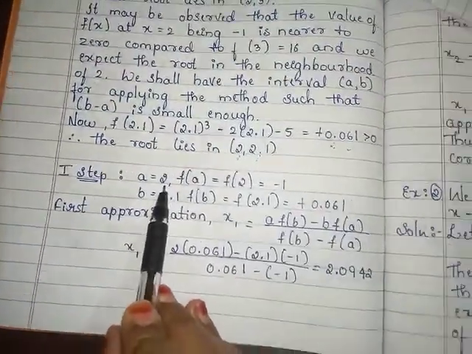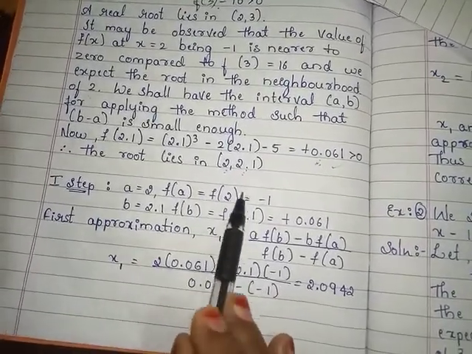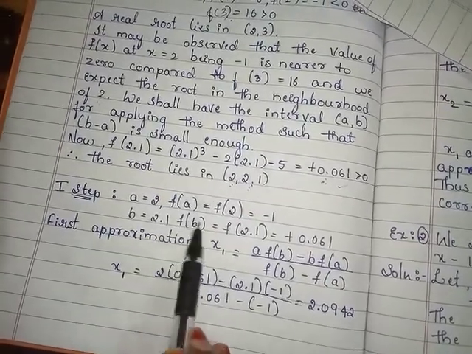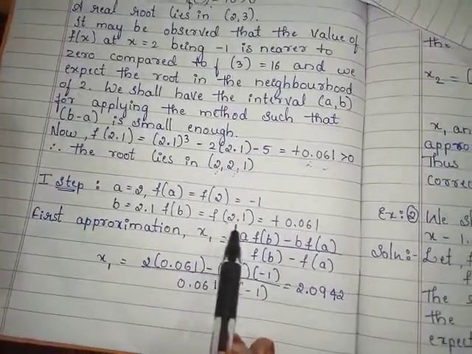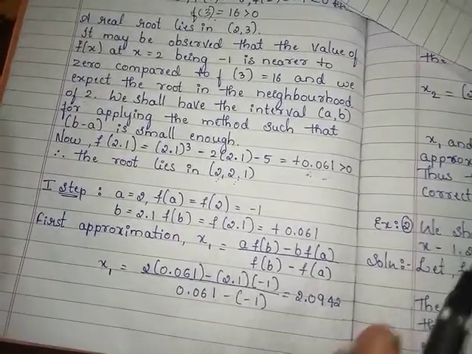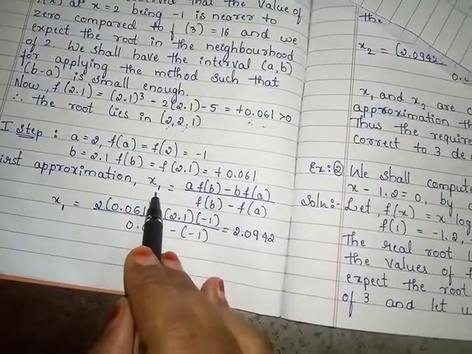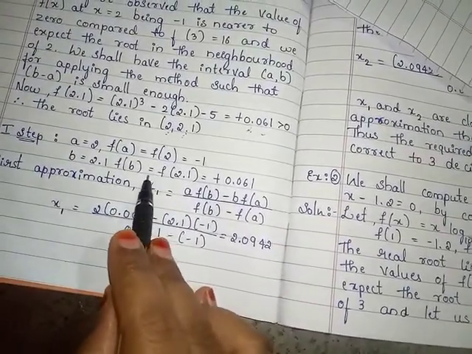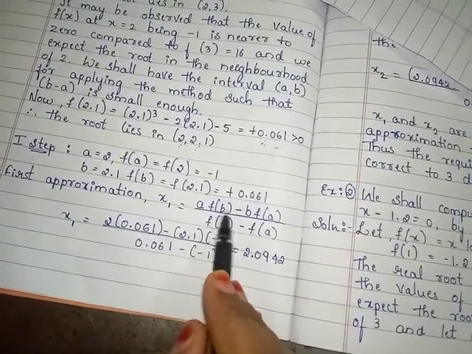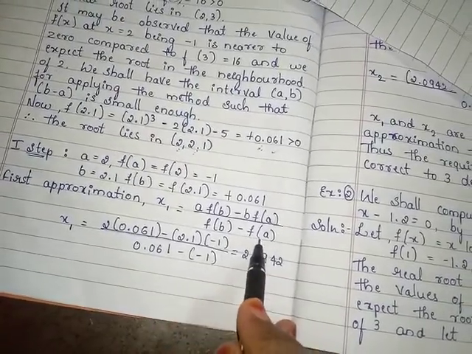The a value is 2. We know that a value is 2, and f of a is equal to f of 2, which is equal to minus 1, and b is equal to 2.1. The f of b value, or f of 2.1 value, is plus 0.061. We know the formula for the first approximation. The first approximation, denoted by x1, is equal to a into f of b minus b into f of a, divided by f of b minus f of a.